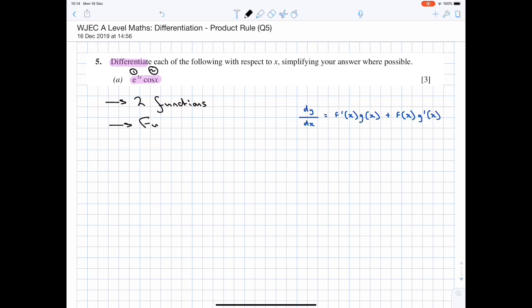So we've got the functions are multiplied by each other. So the two important facts being that we've got two functions and that they are multiplied by each other. And these two facts actually mean that we can use the product rule. So I'm just going to write that down here. So that means we can actually use the product rule.